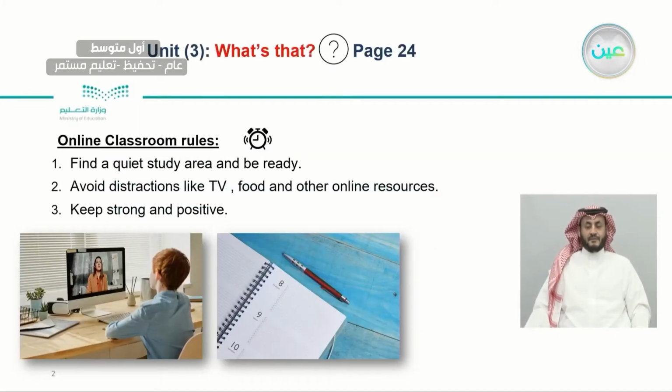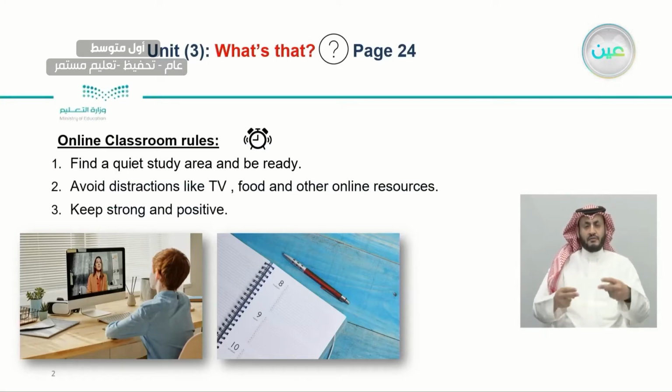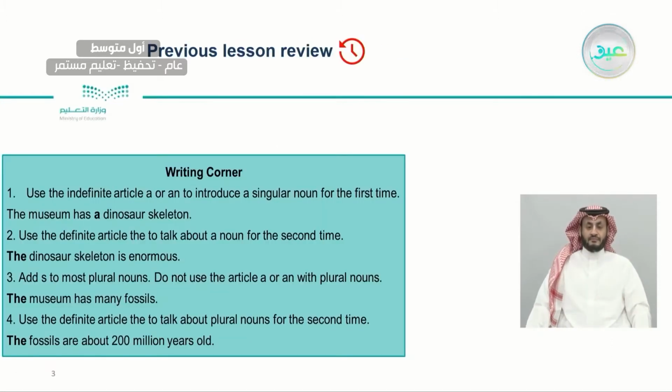Let's start with our online classroom rules. Number 1, find a quiet study area and be ready. Make sure you have everything around, your book, pencil, pen, or maybe someone to talk to. Number 2, avoid distractions like food, TV, or any other online resources. Number 3, keep strong and positive. Are you ready? Okay. Let's have a previous lesson review.